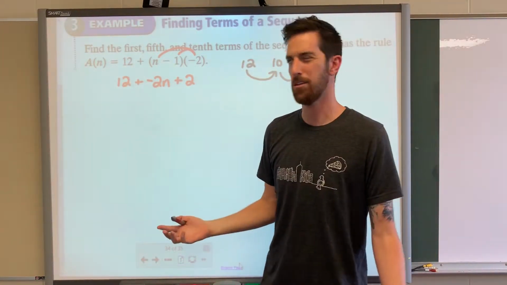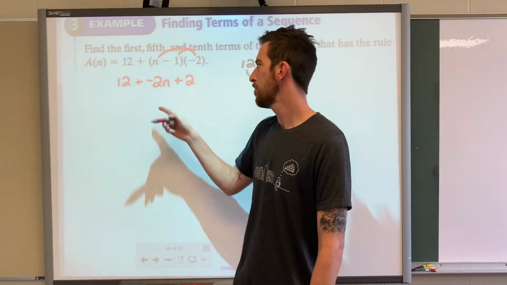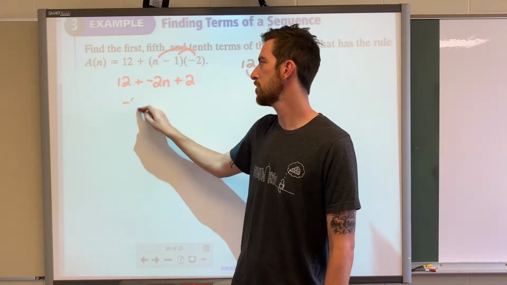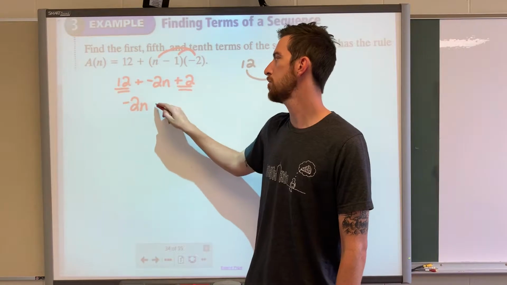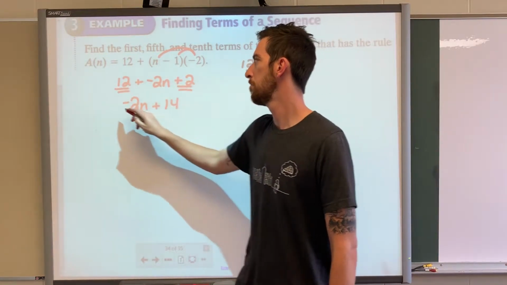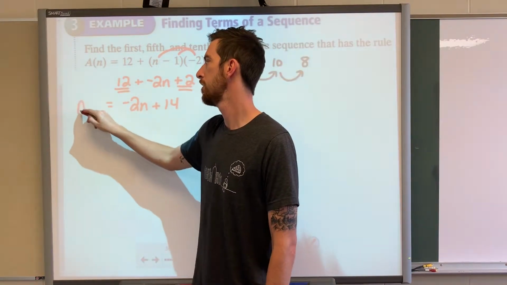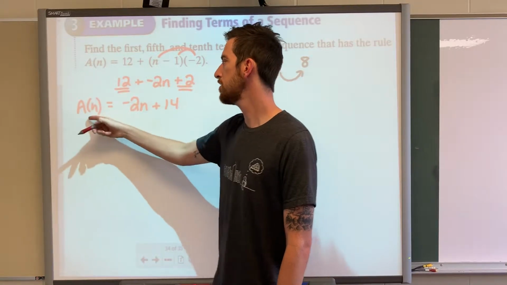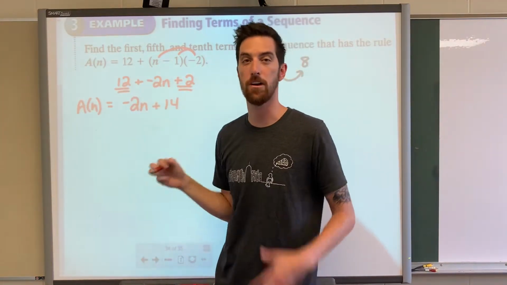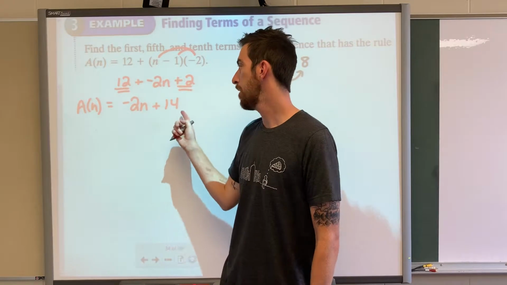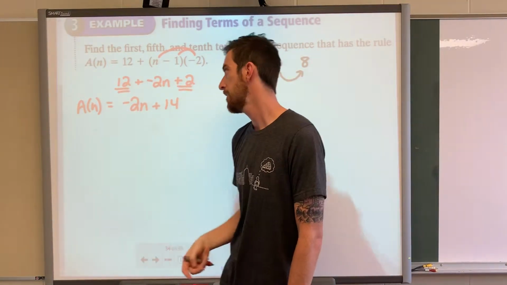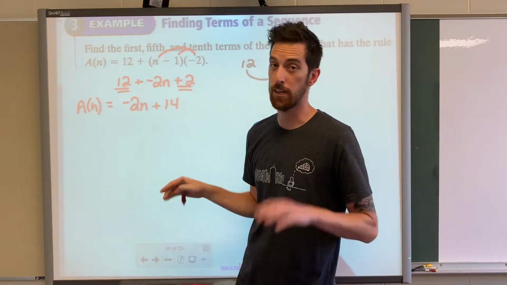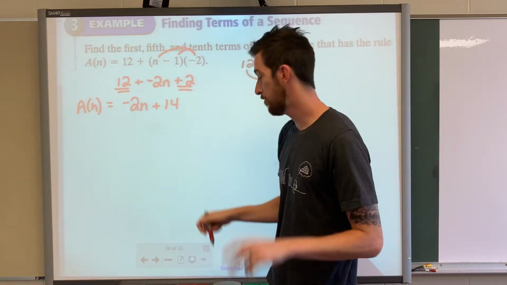And then you're like, okay, I don't see how that helps. But if we then combine our like terms, we have negative 2n, and I have 12 plus 2, which is 14. This and the initial formula are the same thing. But how much easier does this one look to solve and just chug in numbers with? So I'd recommend distributing that. Not necessary, but I'd highly recommend it.